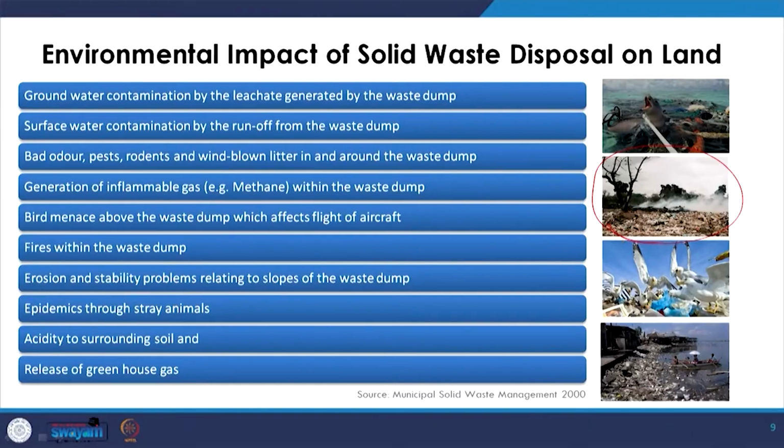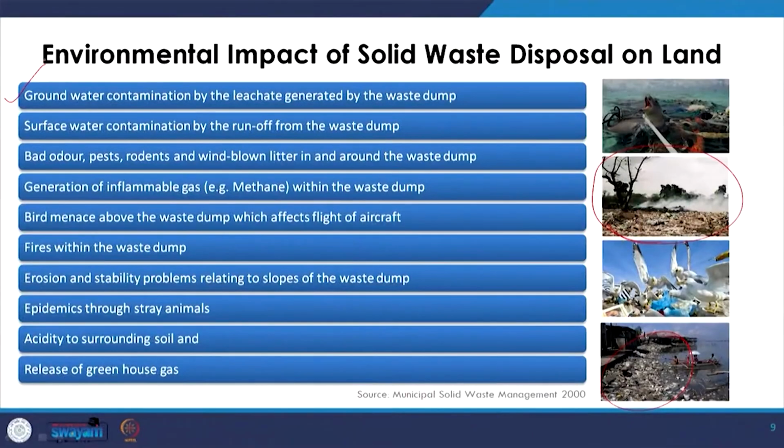Now, all this waste as of now in India is largely being disposed of in landfill sites. They are being dumped on the land and we can see huge areas like this. In these scenarios, the waste is also being dumped in rivers and alongside rivers, and there is a huge environmental impact of this solid waste disposal on land, and the situation is quite alarming.